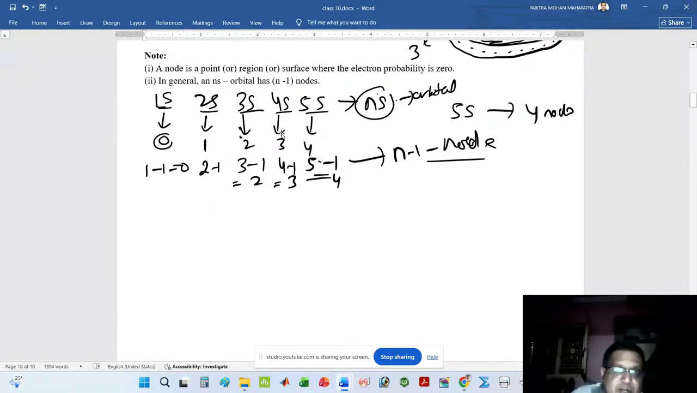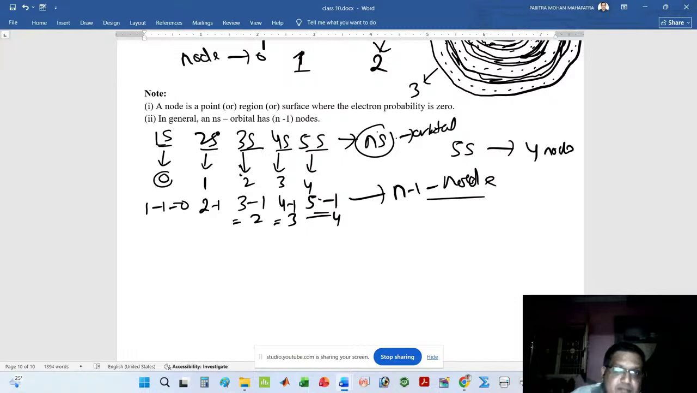Next, look at the point. One more question will be asked: what is a node? A node is a point, or maybe a region, maybe a surface where the electron probability is zero. What do you mean by electron probability? Electron probability means finding an electron. How much possibility is there to find an electron? That is said to be electron probability. In a node, you cannot find any. Here I have already proved it.